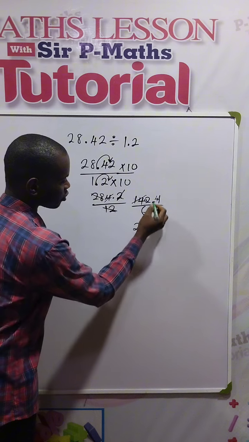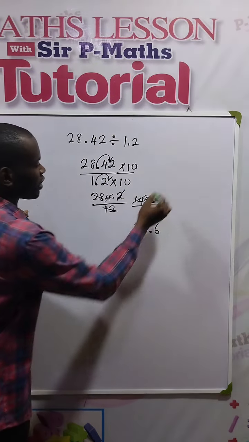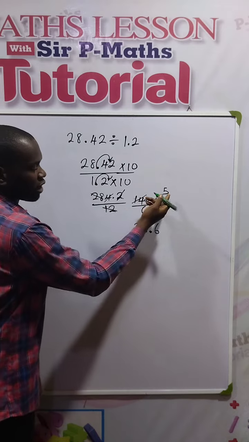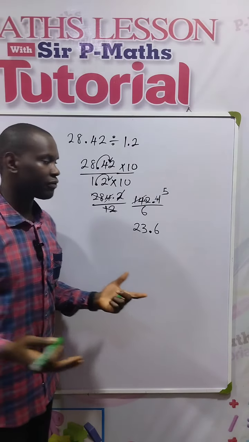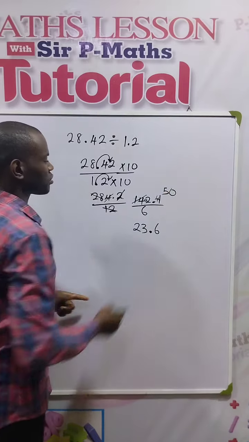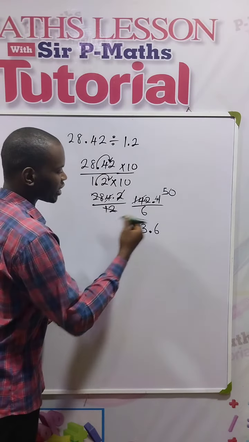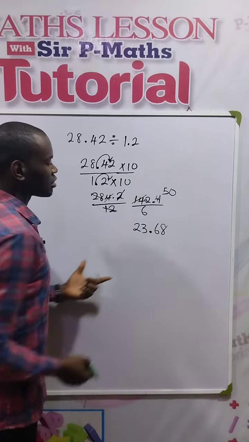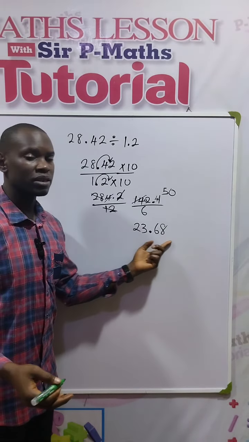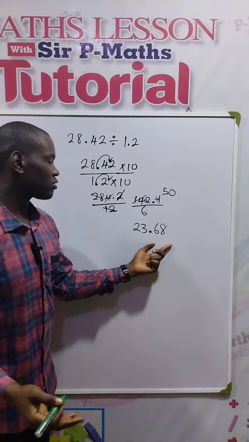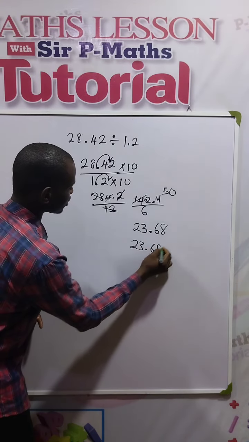So put your decimal because we have a decimal point here. We have 6 remaining 5. All right. Now, can 6 divide 5? No, 6 cannot divide 5. Add a 0. How many times can 6 go into 50? That is 8 times. All right. It also has a remainder, but since we have gotten the 2 decimal places, we can stop dividing. So we now take as our answer 23.68.